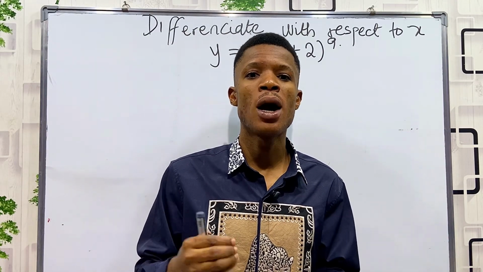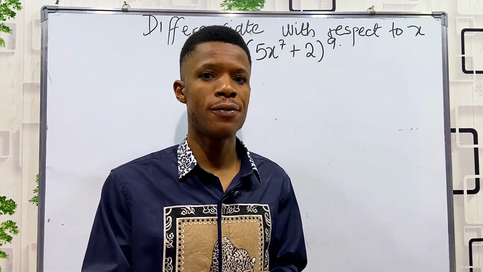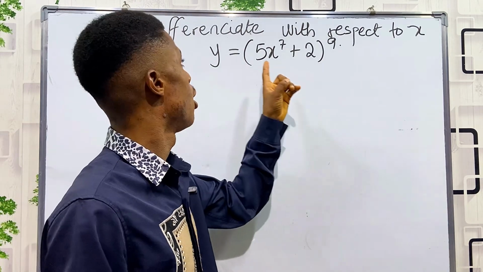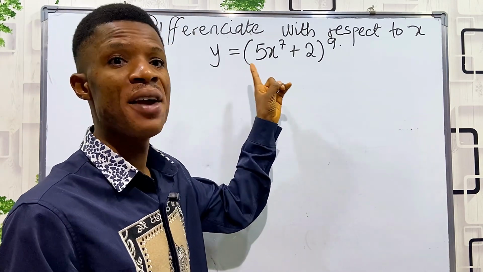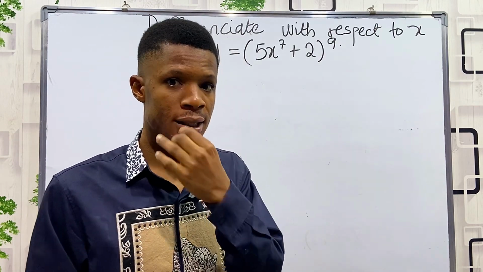In this video, we are going to differentiate the function y using function of function. We are told to differentiate with respect to x of this y equal to (5x^7 + 2) all to the power of 9.